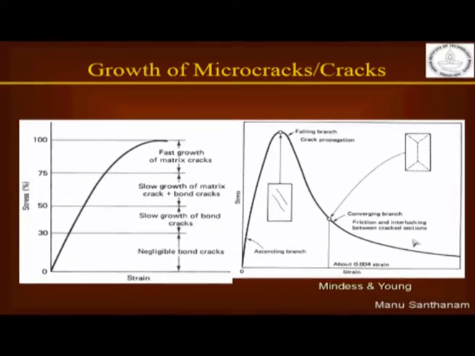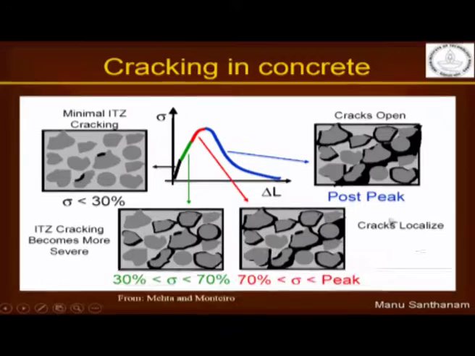If you are using a typical load testing machine, all your concrete will do is you take it to the ultimate load, it will simply collapse after that. Okay, but then to get this descending branch, we need to do the test in a slightly different manner.